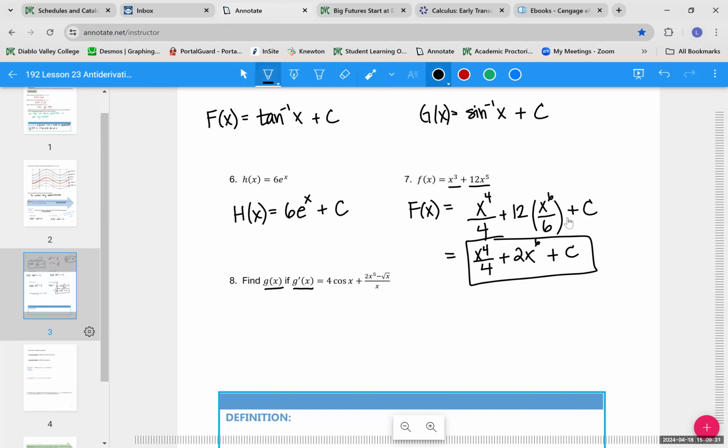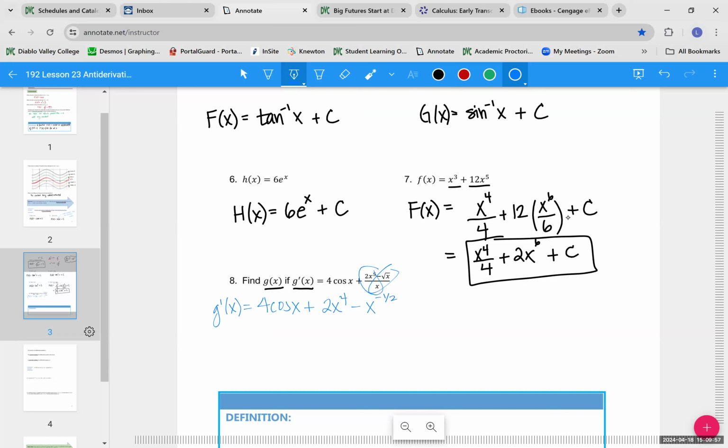denominator? I can simplify this g prime of x. I'll leave the 4 cosine x alone, but then I'm going to write that as 2x to the 5th over x, which is 2x to the 4th, minus square root of x over x, which is x to the negative 1/2.